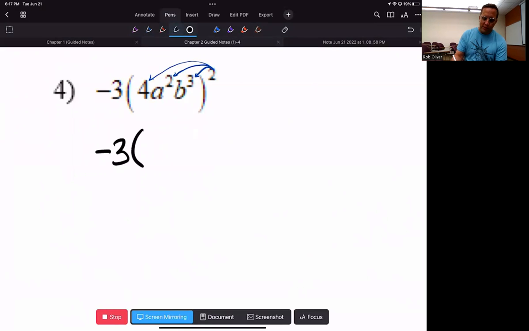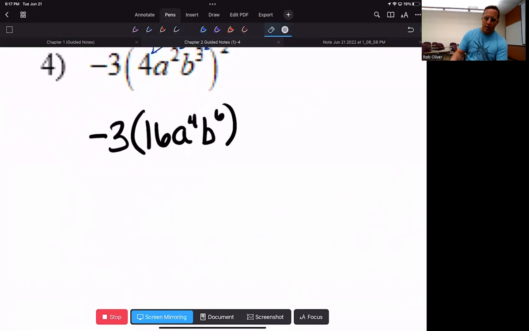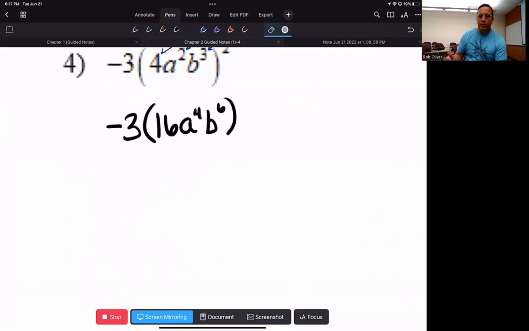And then 4 squared is 16. A squared squared is 4, so a to the 4th. B cubed squared is 6. So we're doing the power to a power rule when we deal with that. We're multiplying. Okay. And now we can multiply the -3 by what is in the parentheses. So we're going to do -3 times 16, and that's it.